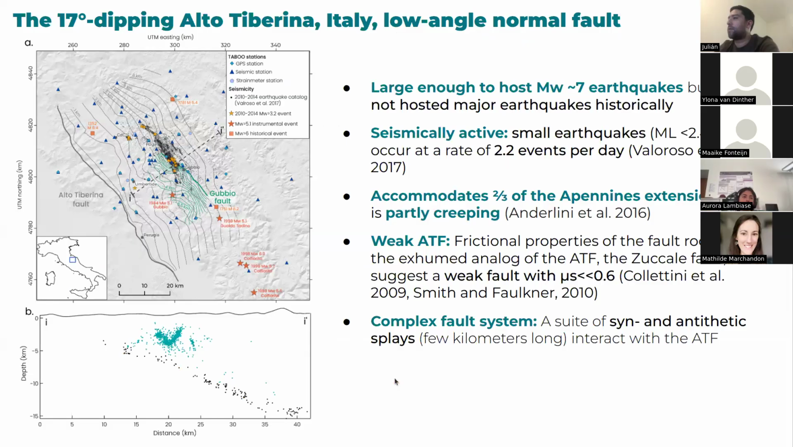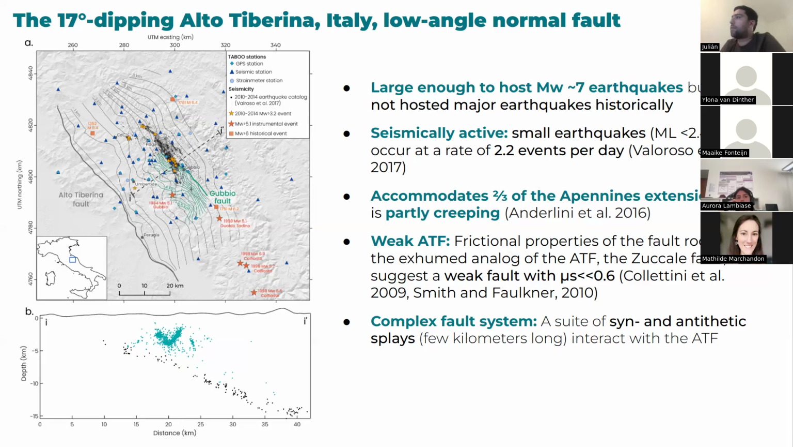So the Alto Tiberina fault is a fault located in the Northern Apennines. Here the thick gray lines are the surface fault trace, and the thin gray lines are the isodepth contours for the fault. So the fault is dipping towards the northeast. It's a very large fault that, if the entire fault breaks, could host a magnitude 7 earthquake.